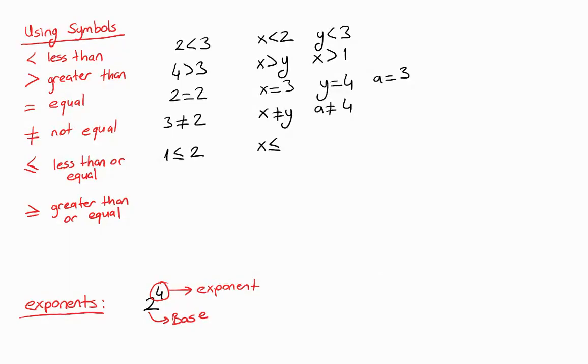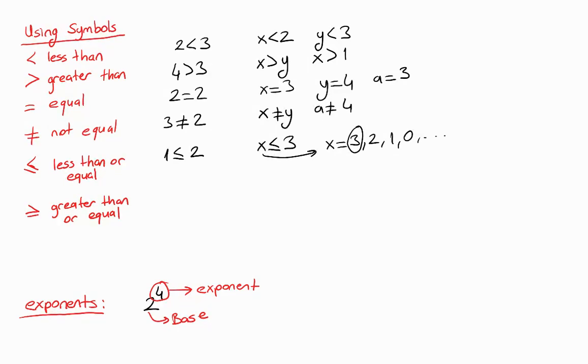X less than or equal 3. What does it mean? X can be 3, can be 2, can be 1, or 0, or so on. So anything less than or equal. So we can include 3.